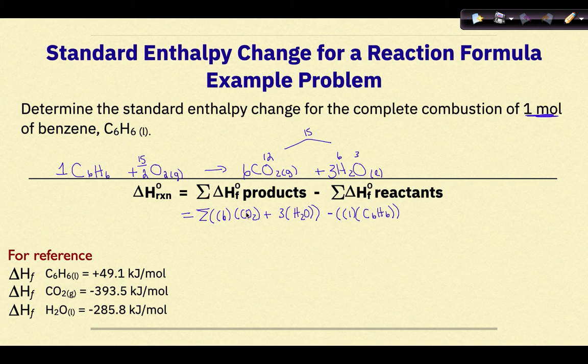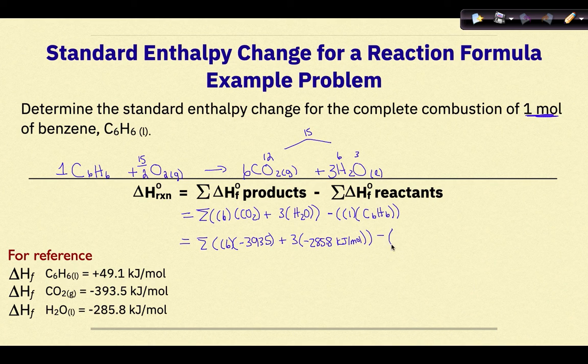Now that I have this set up, I'm going to take my reference numbers that are given to me, and I'm going to replace my formulas with those reference numbers. So sum of 6 times negative 393.5 plus 3 times the heat of formation for water as a liquid. Be careful here. Water can also be represented as a solid and a gas, so make sure you have the correct number and don't drop the negative. So negative 285.8 kilojoules per mole.